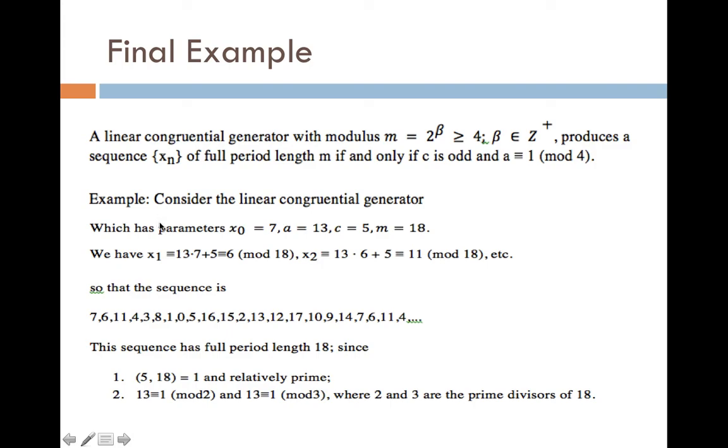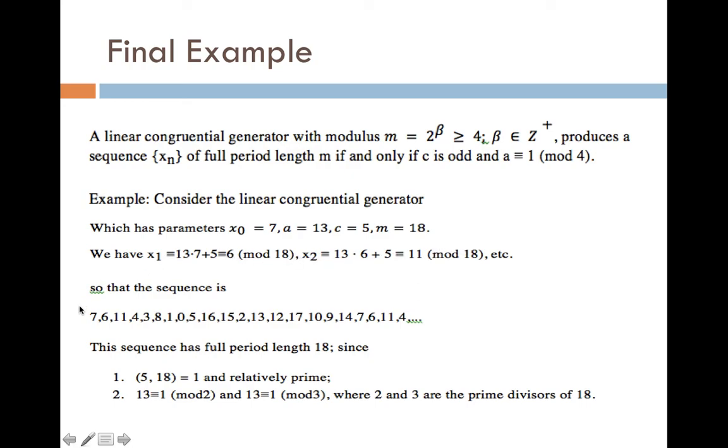So we, again, choose some parameters. What's interesting is our x sub 0 value and our c value won't really matter. It's all on our a value and our m value. But again, we chose our parameters: x sub 0 is 7, a is 13, c is 5, and m is 18. Our first term is 7, x sub 0. Our second term, x1, is 13 times 7 plus 5, which is congruent to 6 mod 18, x2, and so on and so forth.